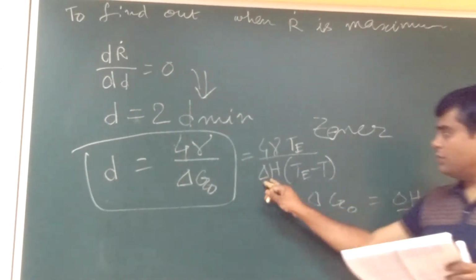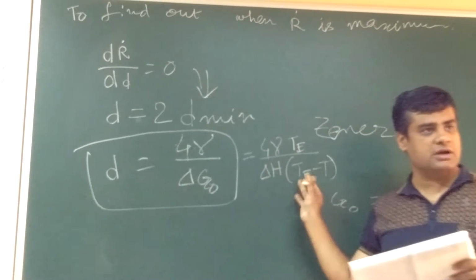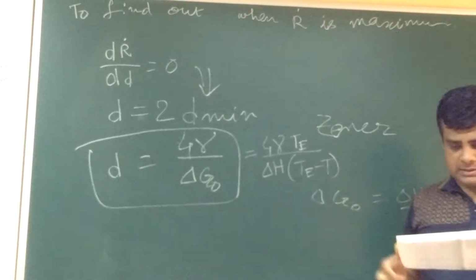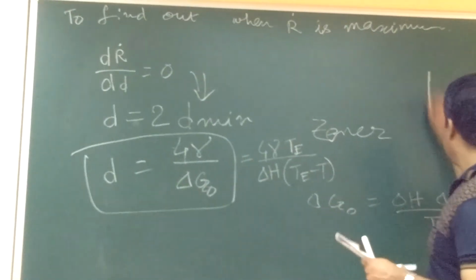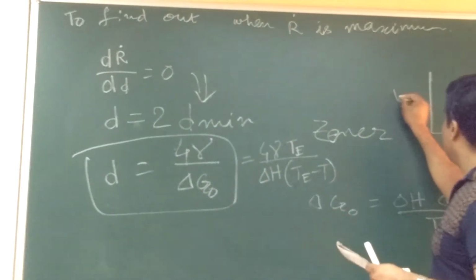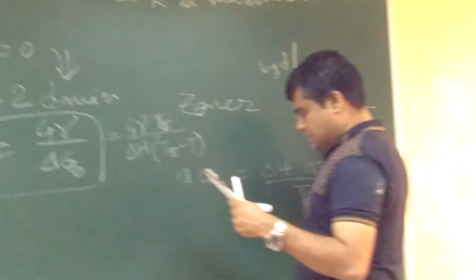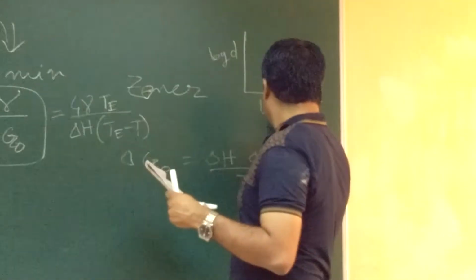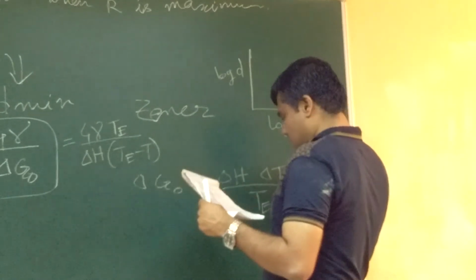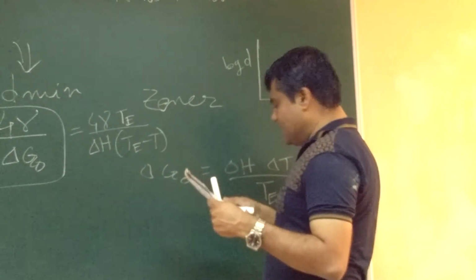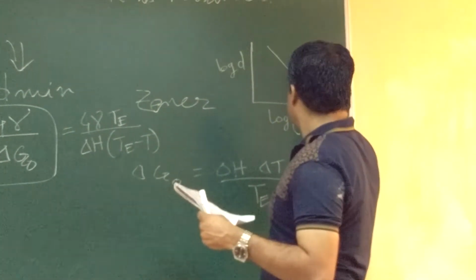So if you note this, D is inversely proportional to delta T. The graph of log D versus logarithm of this delta T is plotted. It should be linear with a slope of -1.